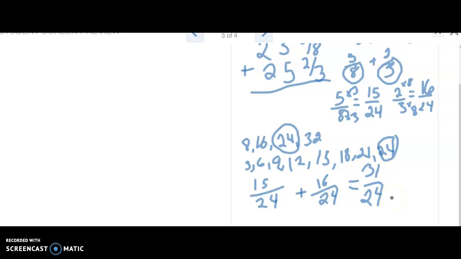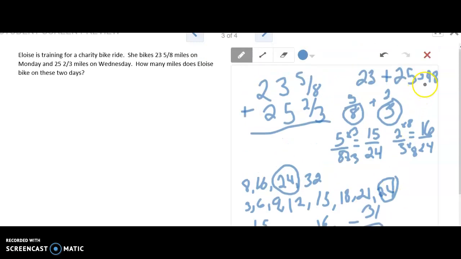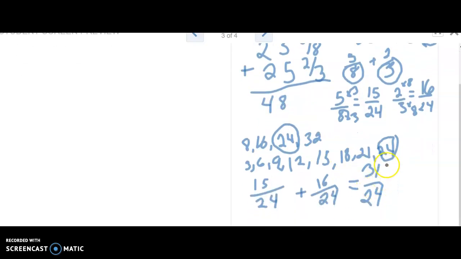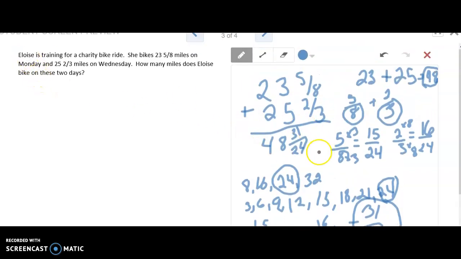All right, I'm not done yet. I've got to go back to my whole number. It was 48, and my fraction part was 31 over 24. And so Eloise rode 48 and 31 over 24 miles. There's my final answer.